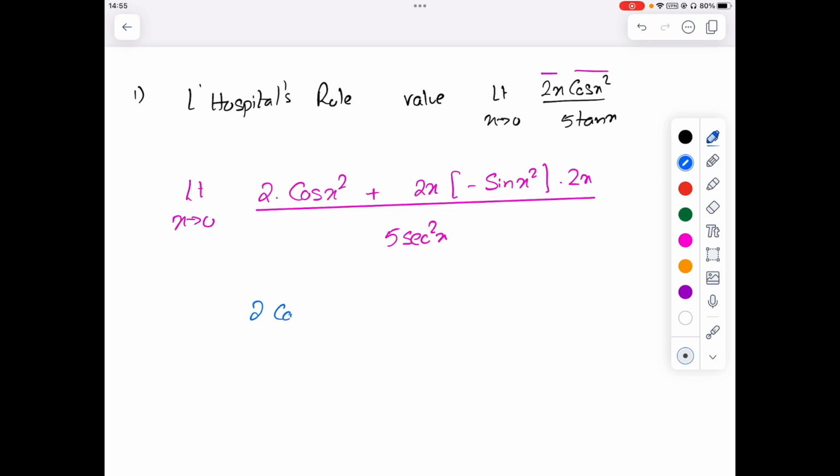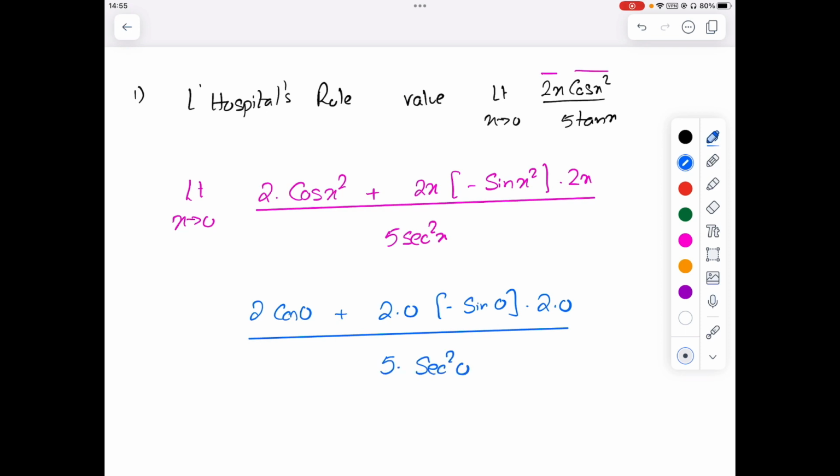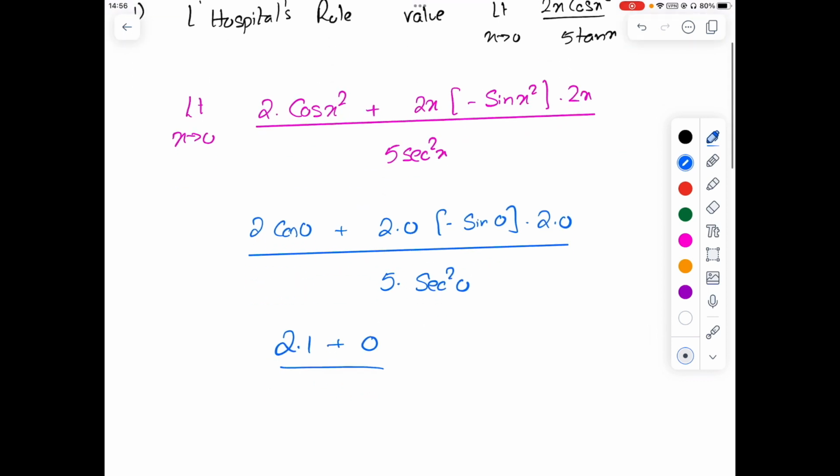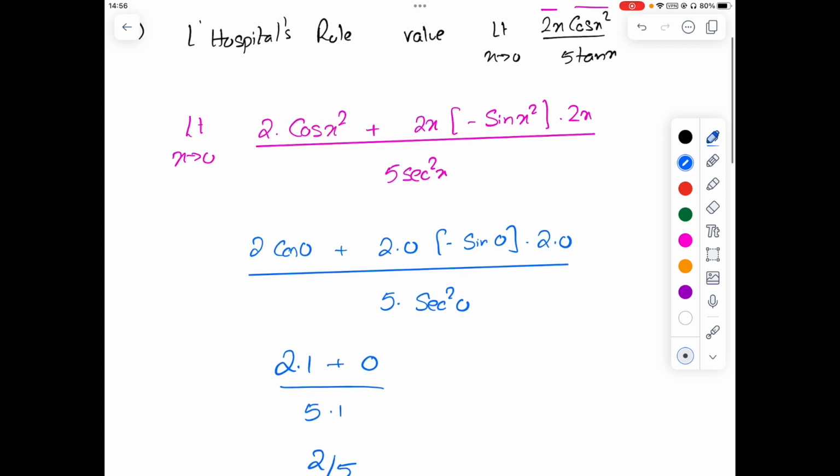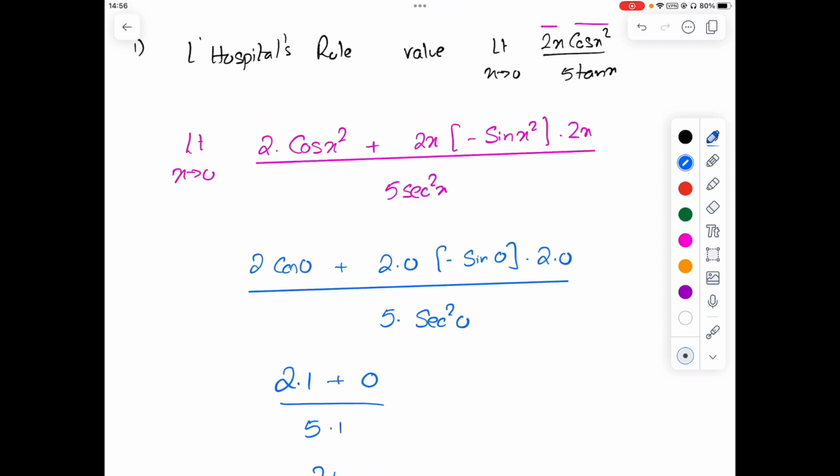2 cosine 0 plus 2 times 0. Everything there is 0, so I have no need to write it, or still you can write sine 0. Again 2 times 0 divided by 5 times secant square 0. Cosine 0 is 1 and 0 times anything is 0. Secant 0 is also 1. So my answer is going to be 2 upon 5. That's the first question.